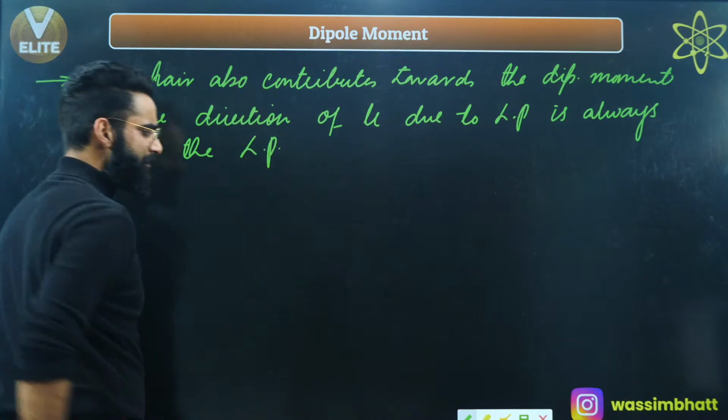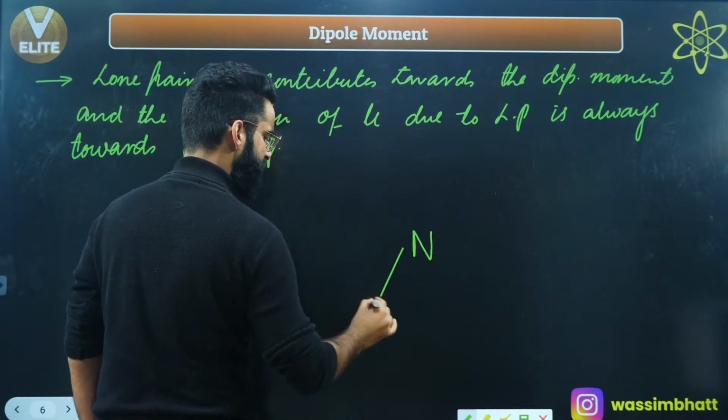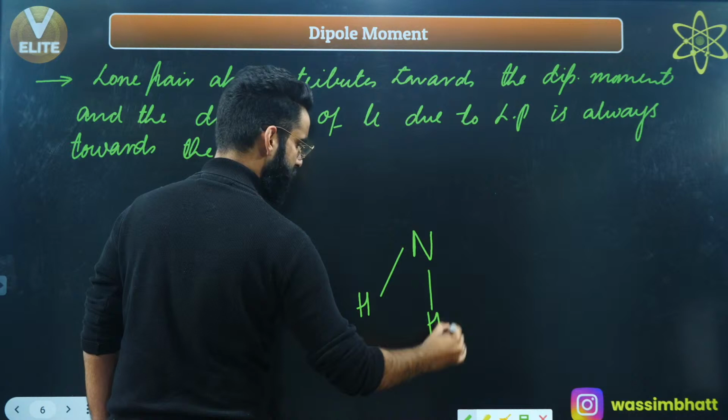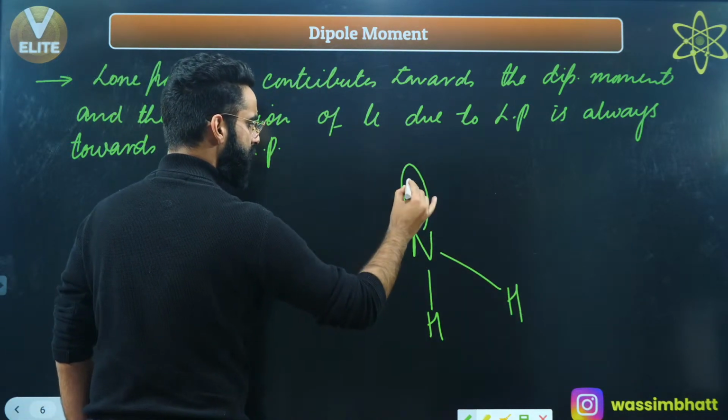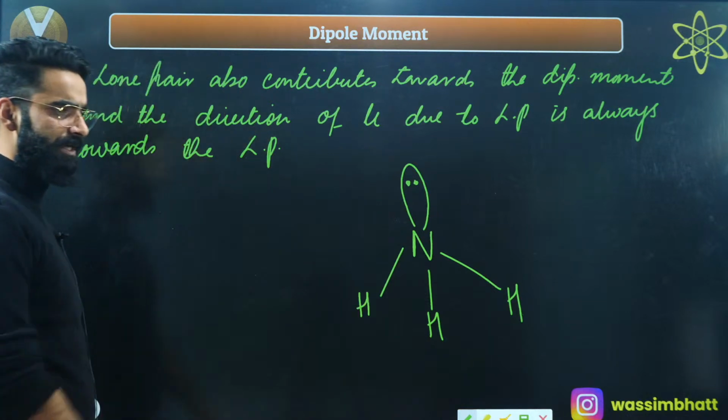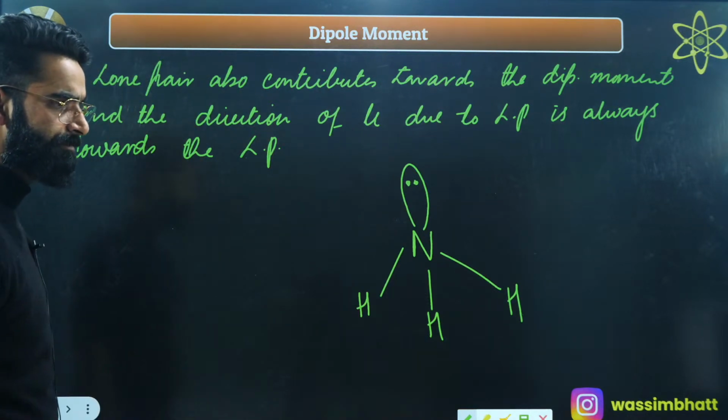For example, I'm taking the case of NH3. This is the NH3 molecule, right? There is a lone pair on nitrogen as well. This is the lone pair on nitrogen, for example. Yes?